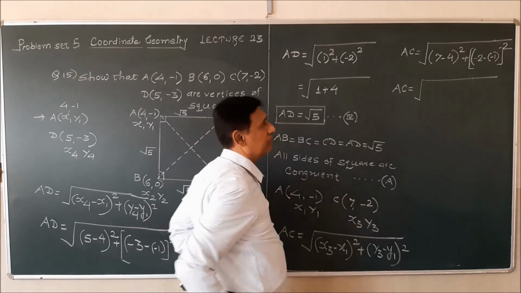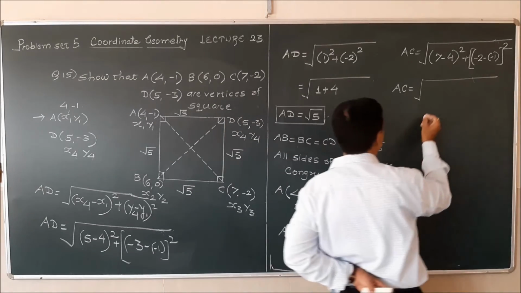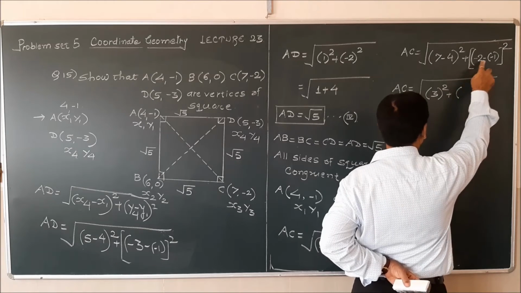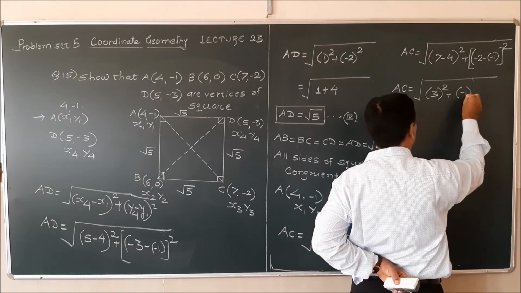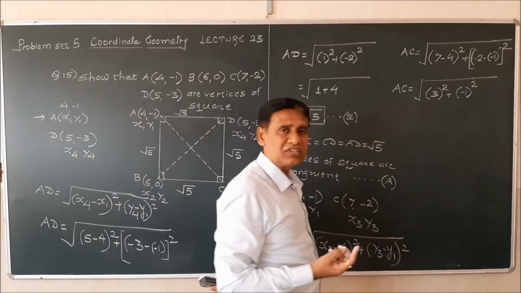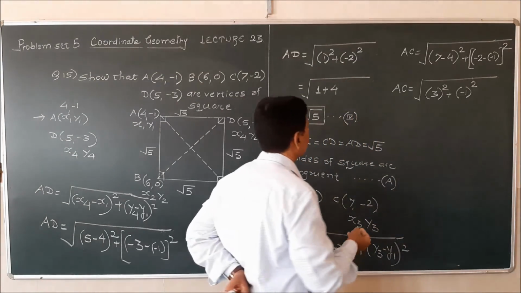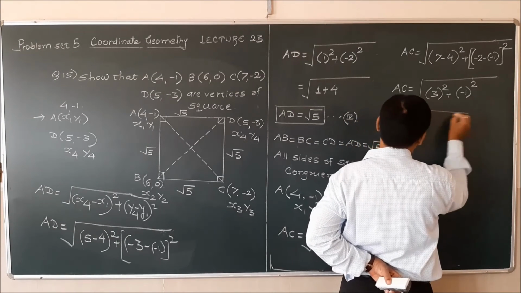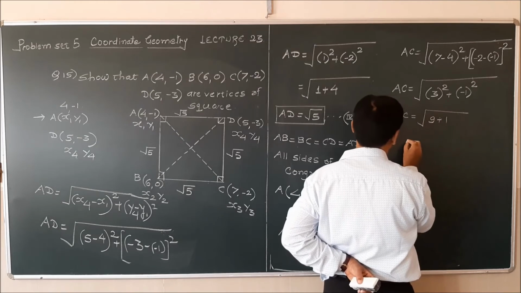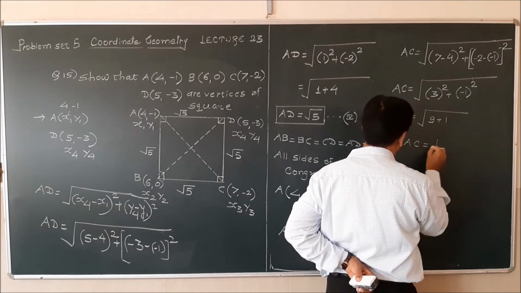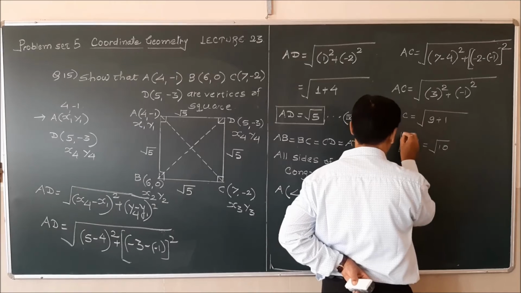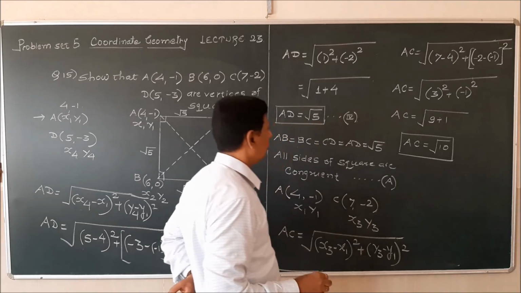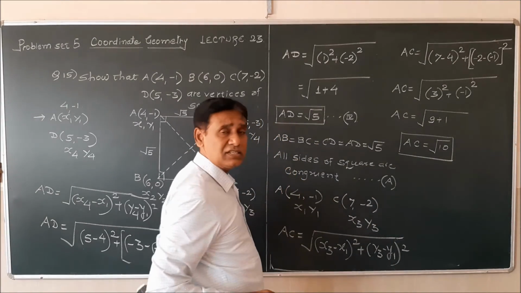Minus 2 minus of minus 1 will give me plus 1. So 7 minus 4 is 3 the whole square, plus minus 2 plus 1 is minus 1, squaring this, so we will be getting AC is equal to root of 9 plus 1, so AC is equal to root 10, very important. So diagonal AC is root 10.